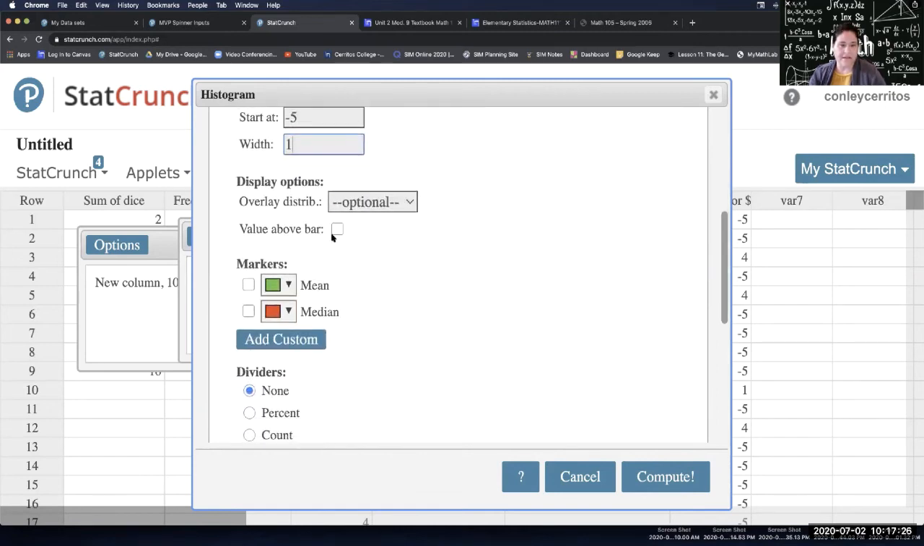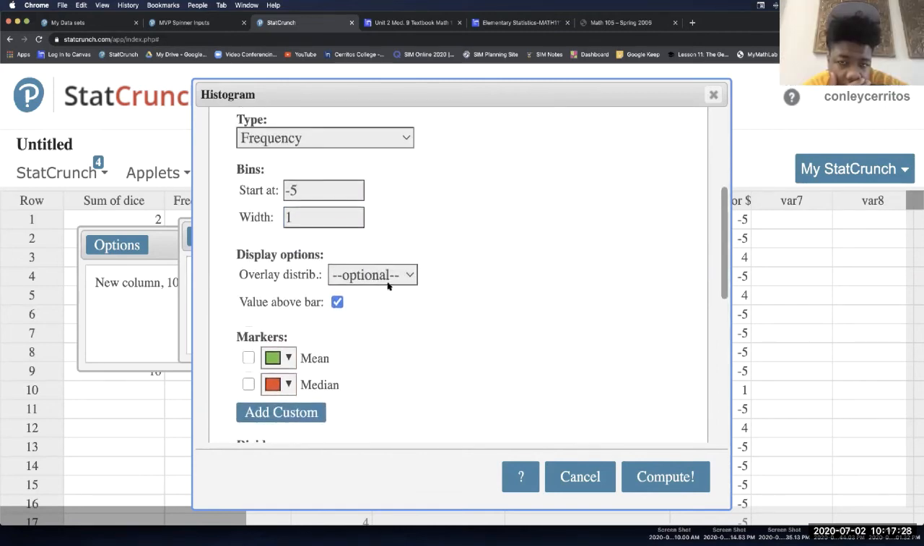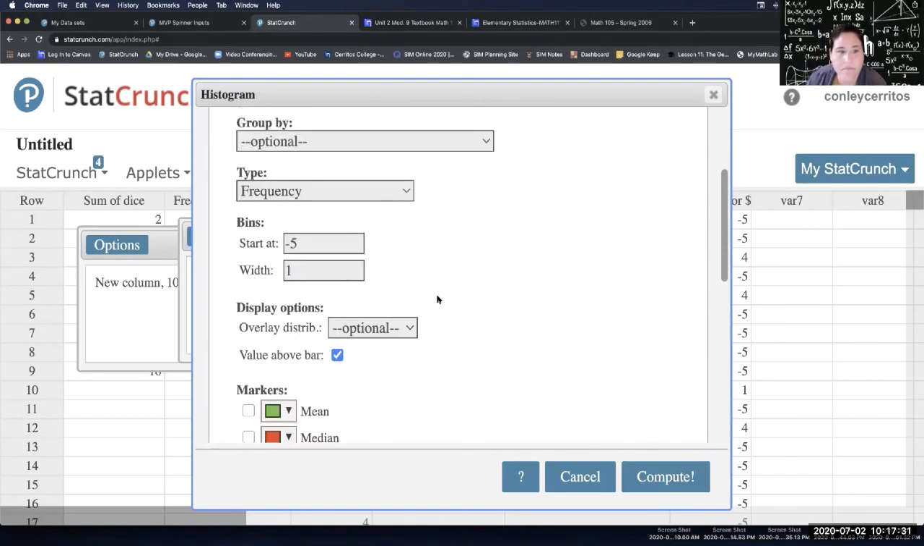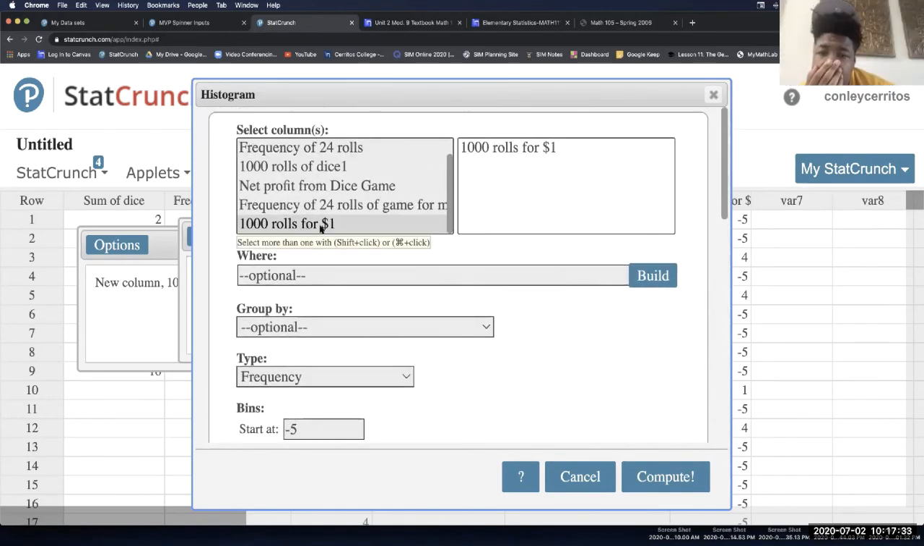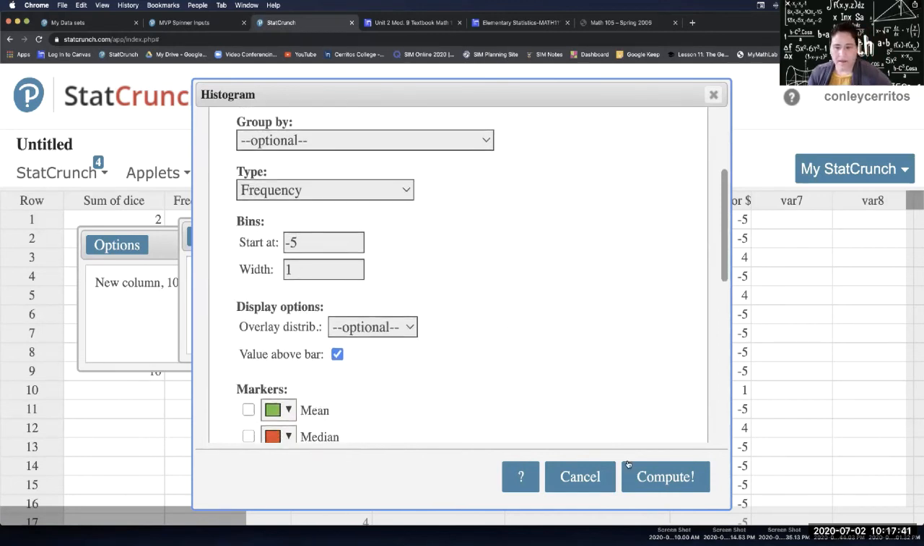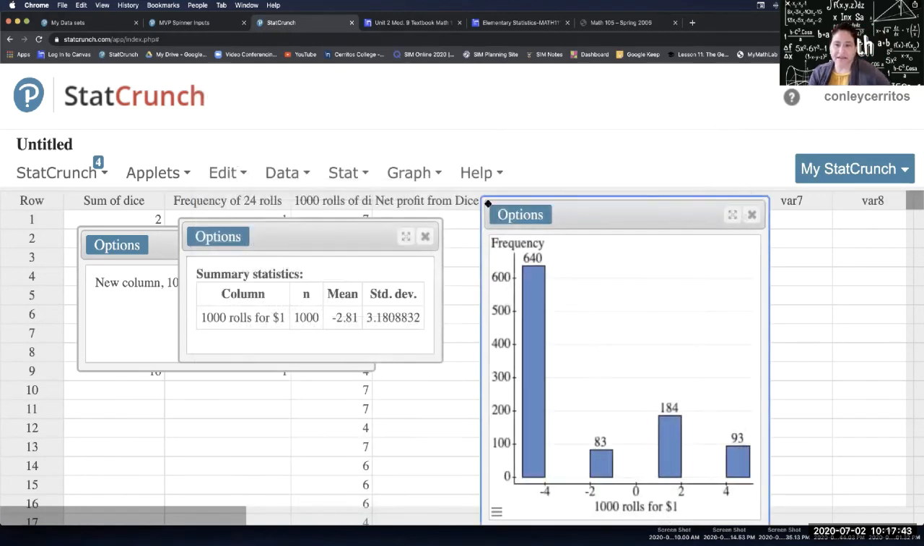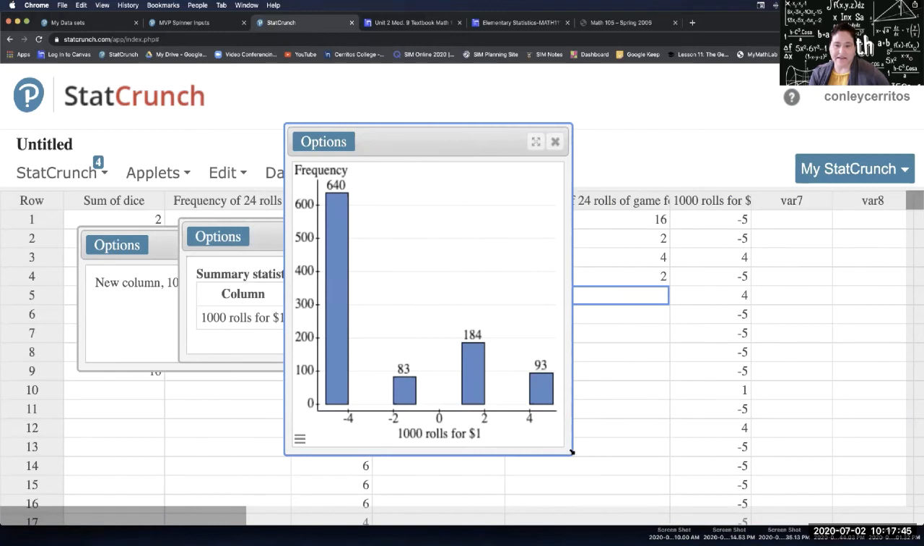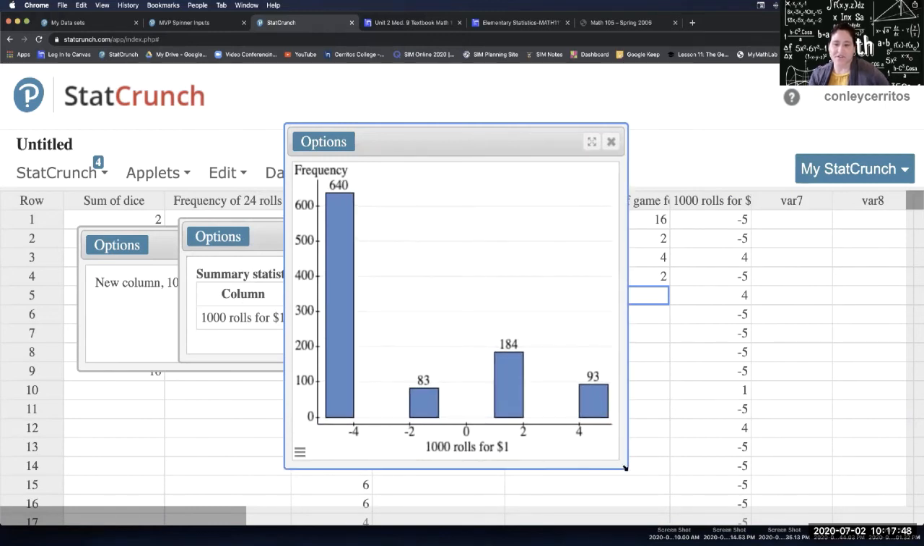Wait, is it 1,000 rolls for money? Say it one more time. Did you select 1,000 rolls for money? Yeah, 1,000 rolls for money. We want to see what our money outcome is. Thanks for asking. Okay. And then I push compute, and here's what it looked like for me. Check your graph. Does your shape look similar to mine?